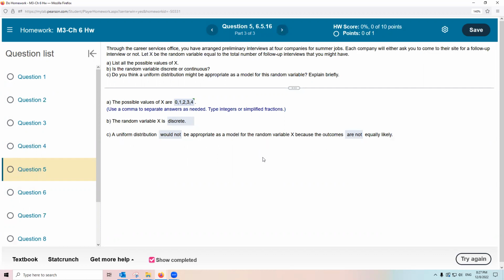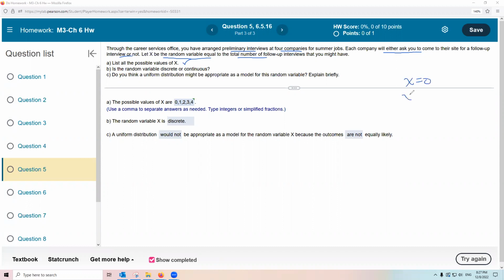It says you have arranged interviews at 4 companies. Each company will either ask you to come to their site for a follow-up or not. Let X be the random variable, the total number of follow-ups you get. Remember, you're going to interview at 4 companies. What are all the possible values for this random variable X? Well, maybe none of the companies call you for a follow-up. That would mean X equals 0.